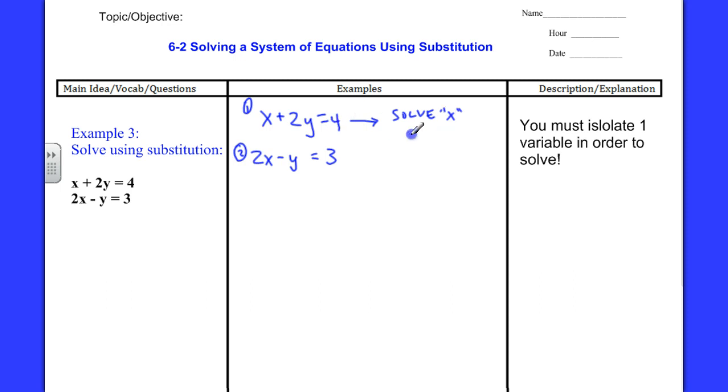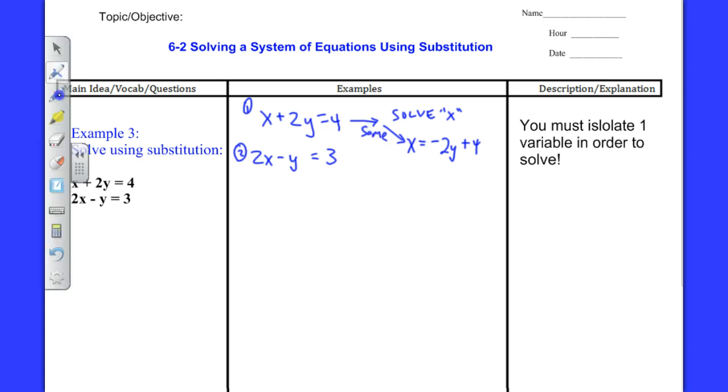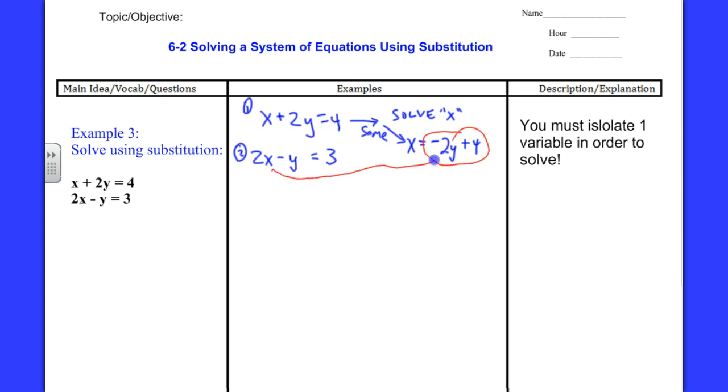So I'm going to subtract 2y from both sides, and if I do that I end up with x equals negative 2y plus 4. All I did there is add negative 2y to both sides, so x is now isolated. These two equations are the same, but now I can take this and substitute it just like we learned in the previous video. If x is this, I'm now going to substitute it into equation 2.